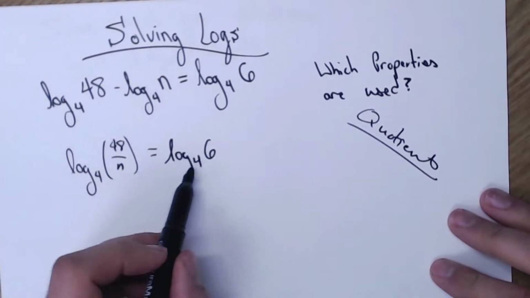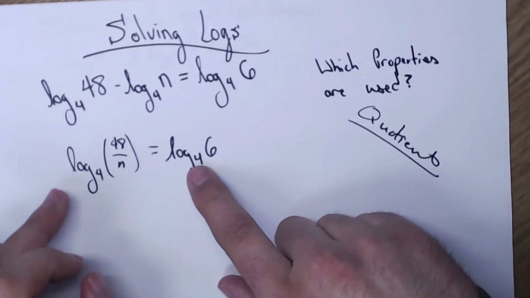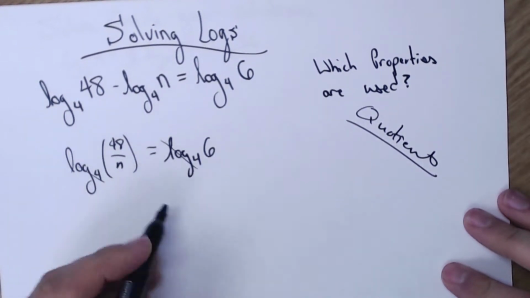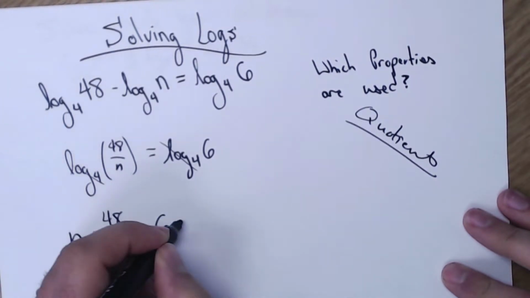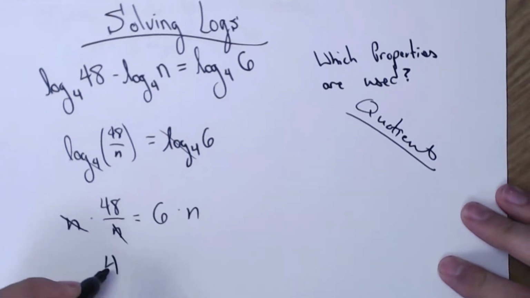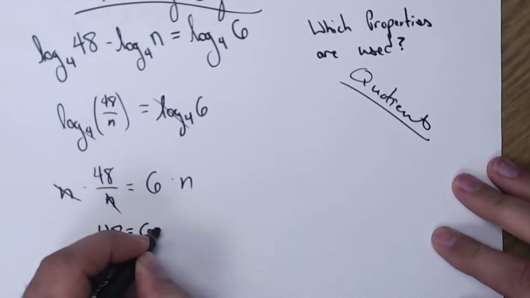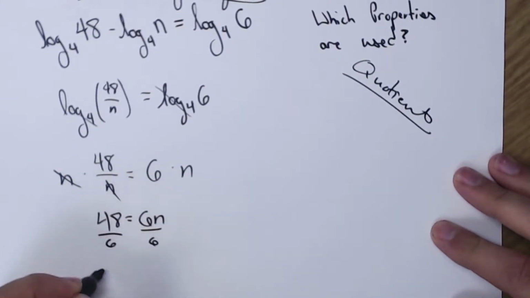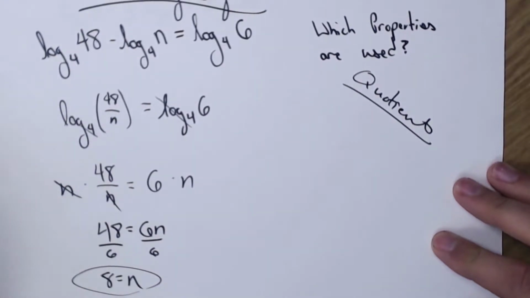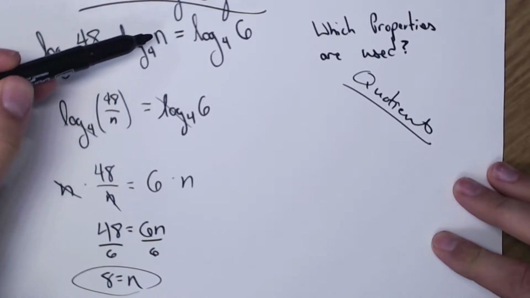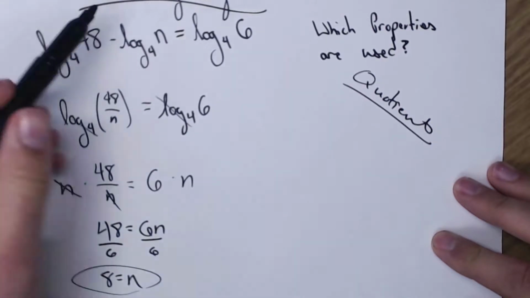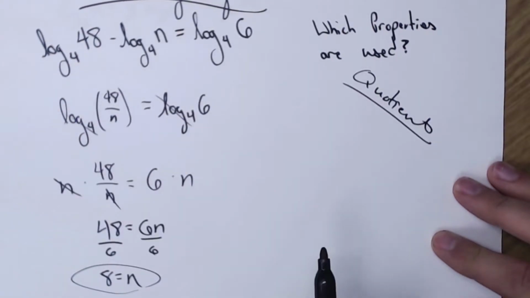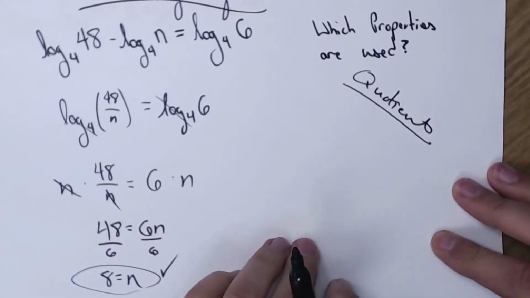Now that I have the same log on both sides, and there's only one log on each side, which is very important, those logs will cancel. I have 48 over n equals 6. I'm going to multiply by n on both sides. It cancels on my left, and now I'm left with 48 equals 6n. Divide by 6: 8 equals n. Just a real quick check. If I plug that back in, this one's going to be fine because 8 is a positive number, and I'm allowed to take the logs of positive numbers. And log base 4 of 6 is also still fine. So I know I'm good.